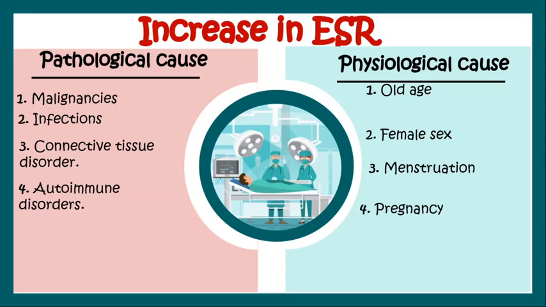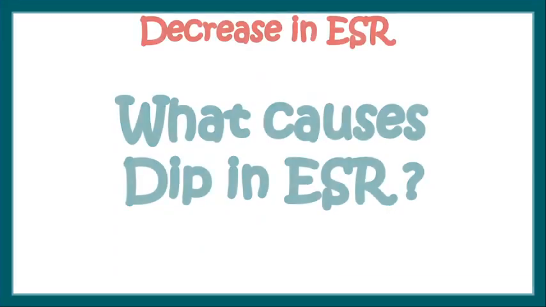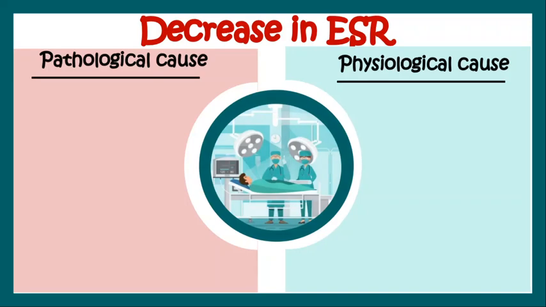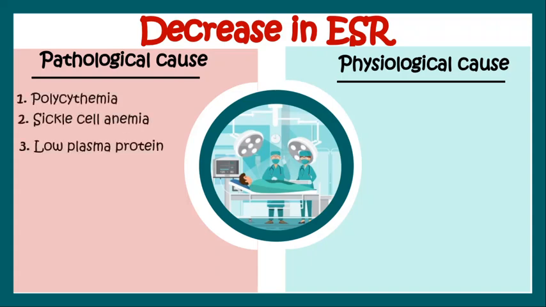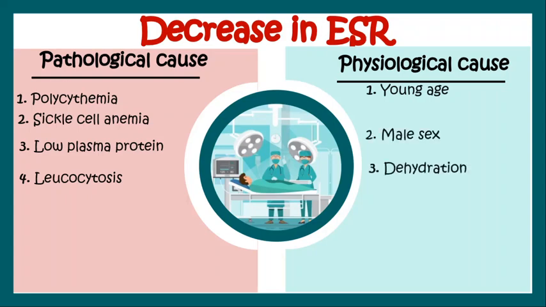Not only does ESR rise, sometimes ESR dips also. Now, this decrease in ESR can be again pathological as well as physiological. Pathological causes include polycythemia, sickle cell anemia, low plasma protein, as well as leukocytosis. Whereas physiological causes include young age, male sex, and dehydration.